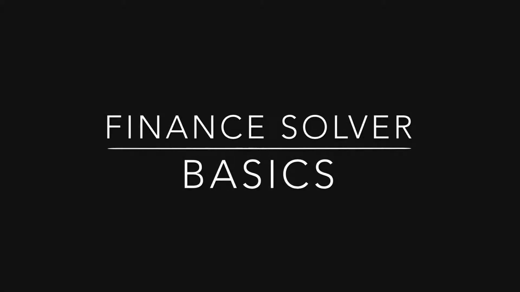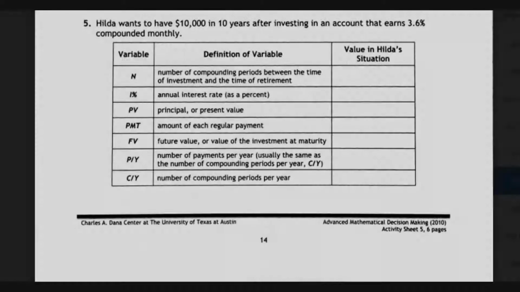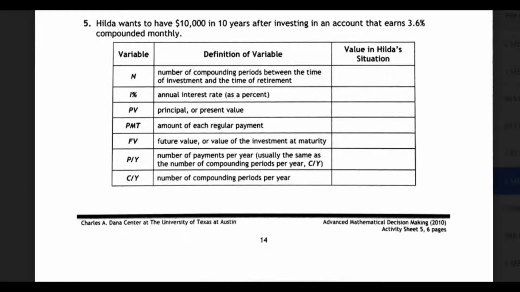Now, looking at some of the finance solver basics. The first basic type of question we're going to have here: Hilda wants to have $10,000 in 10 years after investing into an account that earns 3.6% interest compounded monthly. So what we want to do with that information is put it into the TVM solver in the calculator, and identify some of the basic rules that we just talked about.